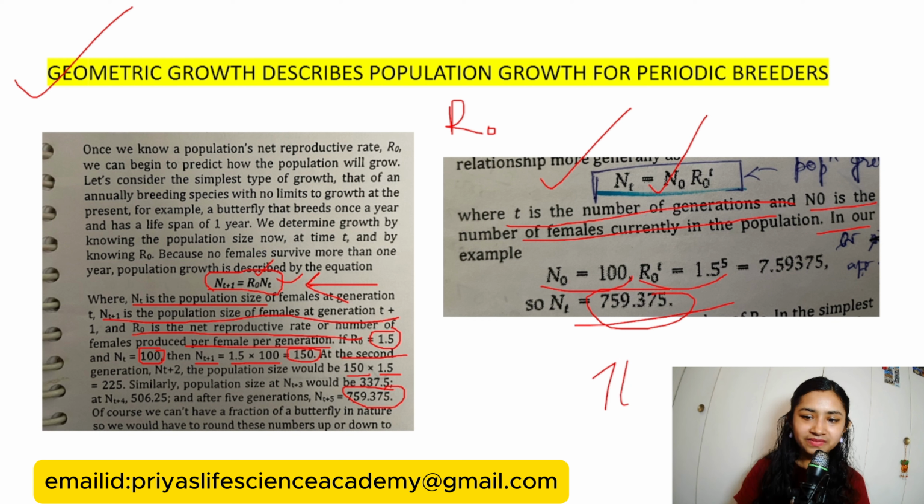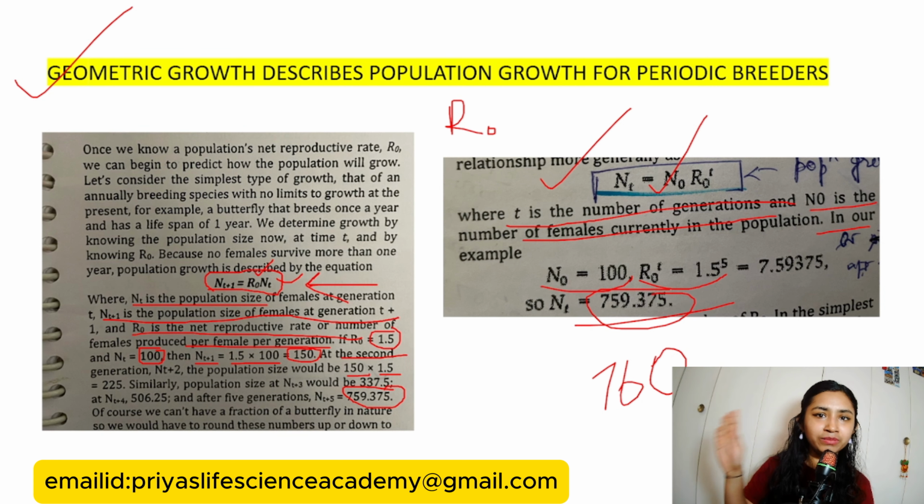So I hope you understood how the net reproductive rate is useful for working out population growth for periodic breeders in the case of geometric growth. By this equation, you can work out population growth over a specific time interval. The time interval used here is 5 generations. So after 5 generations, how many individuals will be left? This is a true example of this, and by this equation you can work out the population growth generation after generation.